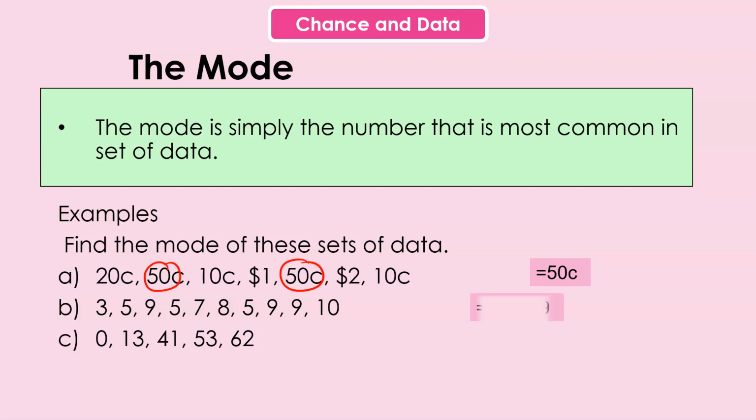In the second set of data, you can see that there's 2 modes. So there's 3 5s and there's also 3 9s. So you can have more than 1 mode. The last one, because there's no common numbers, we say that there's no mode. So you can have 1 mode, you can have more than 1 mode, or you can have no mode at all if they're all different.